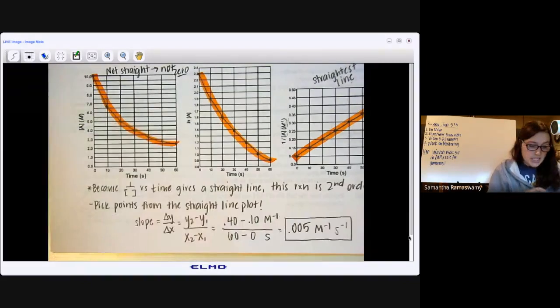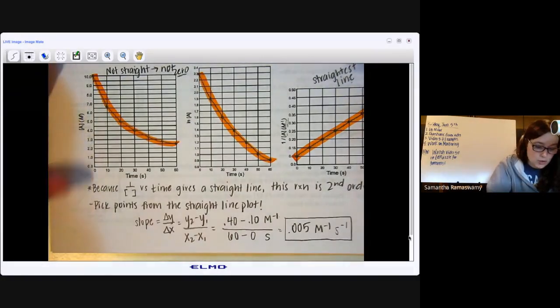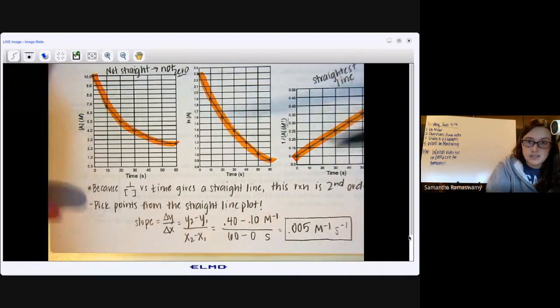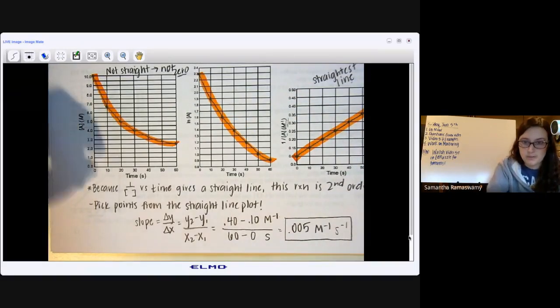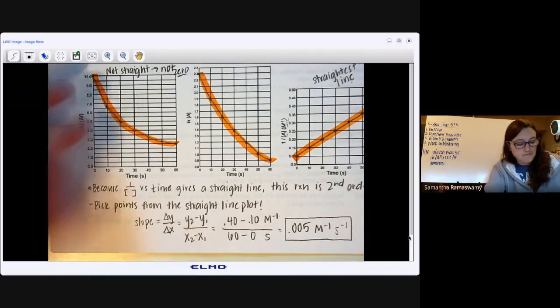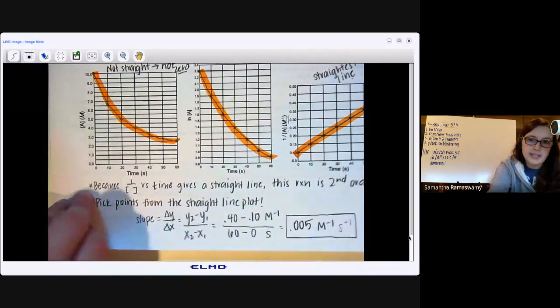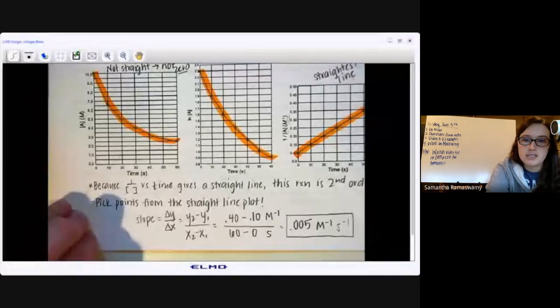So this is just looking at being able to graph data and figuring out what is our straight line, right? What does that mean about order? Okay. Any questions on this example?